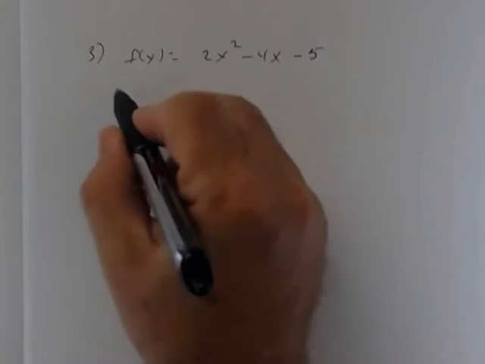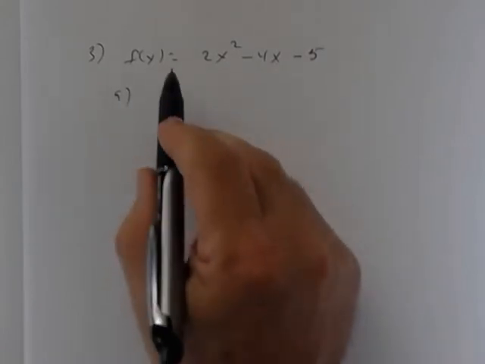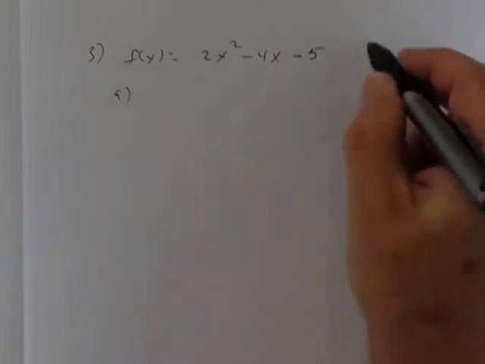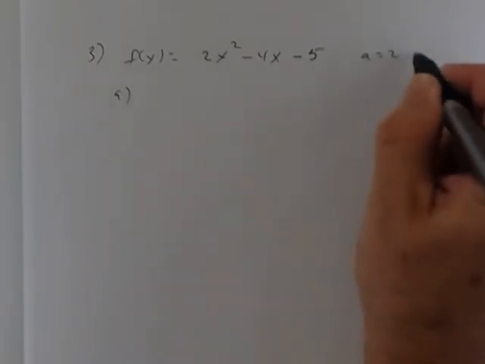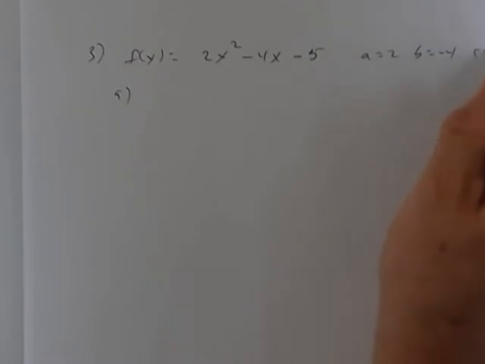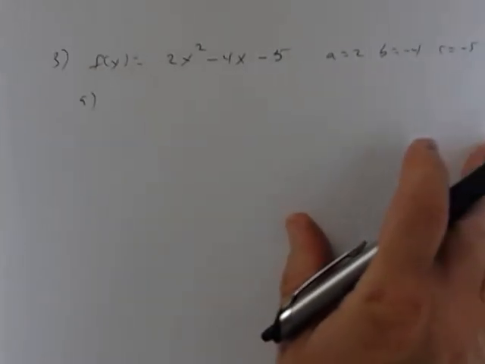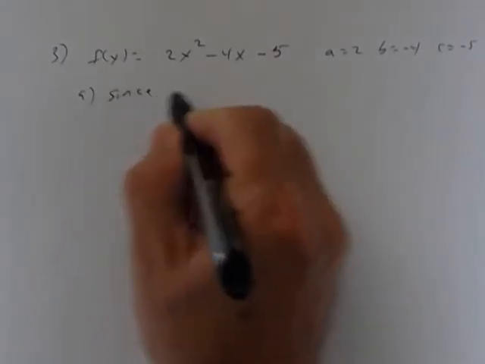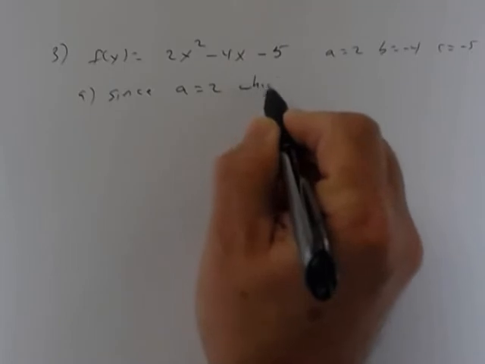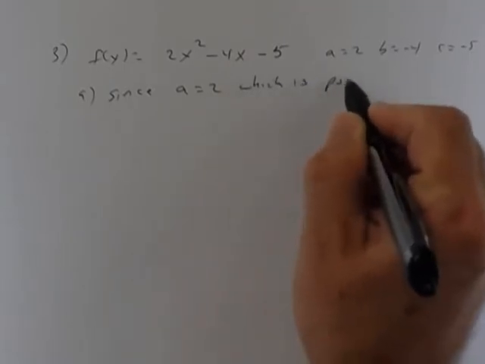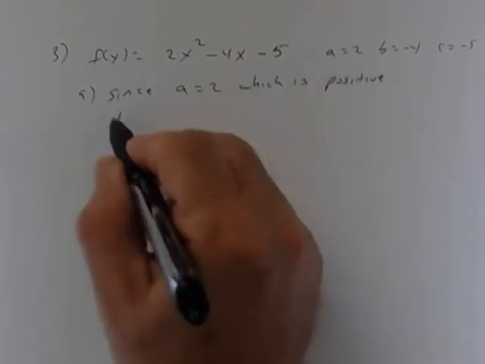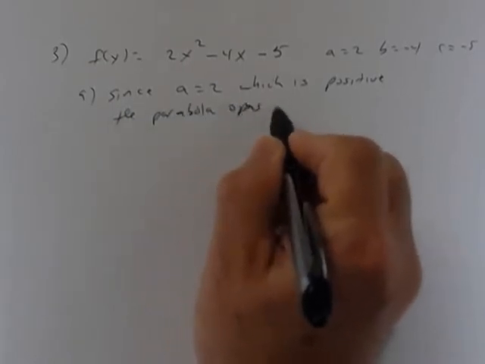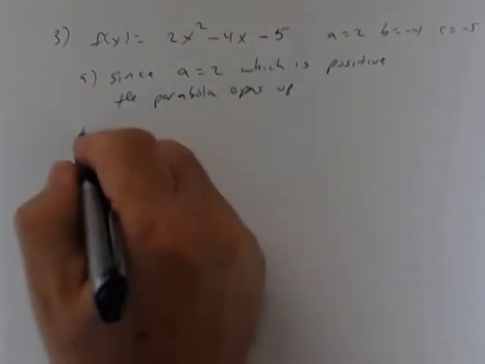All right, so first of all, does the parabola open up or down? Because A is what? Yeah, so let's go ahead and just determine what A is. A is 2, B is -4, and C is -5. So since A is 2, which is positive, the parabola opens up, right? Okay, B, we got to find the vertex.